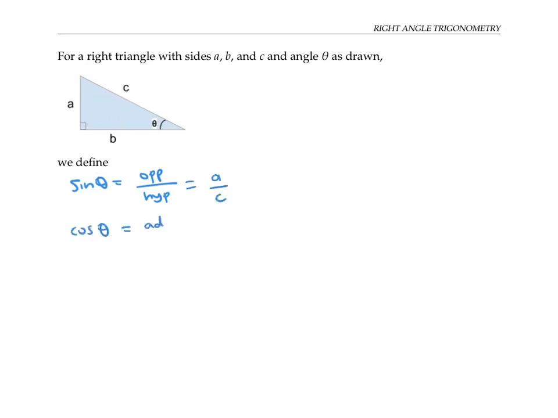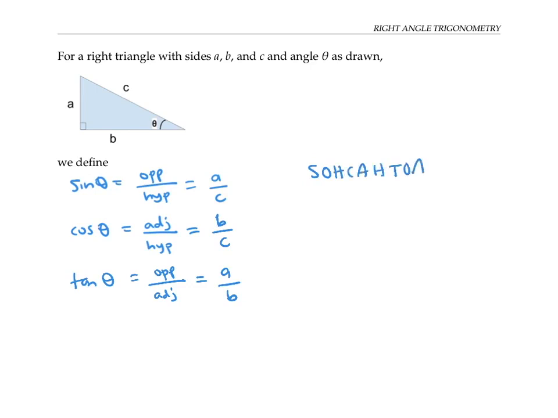Cosine of theta is defined as the length of the adjacent side over the hypotenuse. This side here is the side adjacent to theta. Of course, the hypotenuse is also adjacent to theta, but it's special as the hypotenuse, so we don't think of it as a side. So that would be b over c. Tangent of theta is the opposite side over the adjacent side. That would be a over b. The mnemonic to remember this is SOHCAHTOA. That's sine is opposite over hypotenuse, cosine is adjacent over hypotenuse, and tangent is opposite over adjacent.